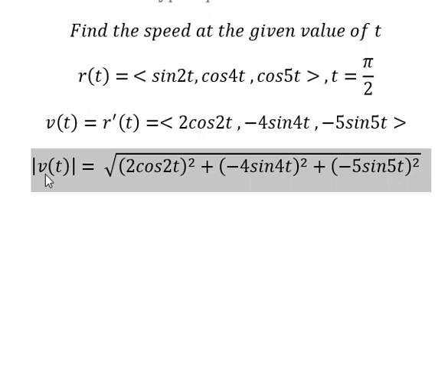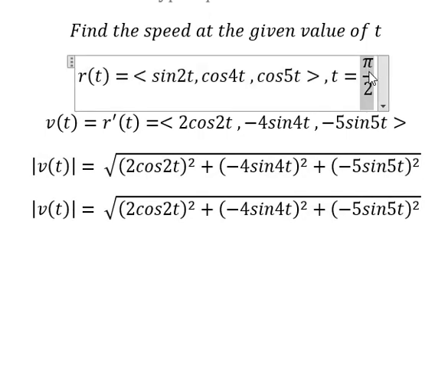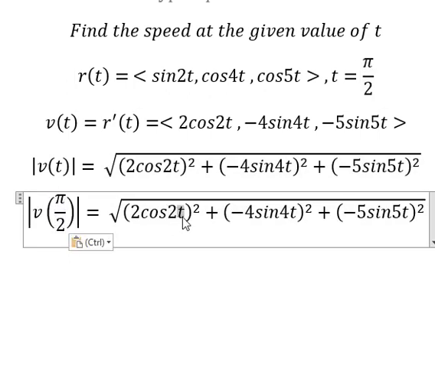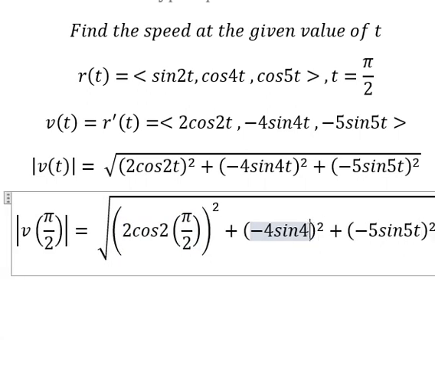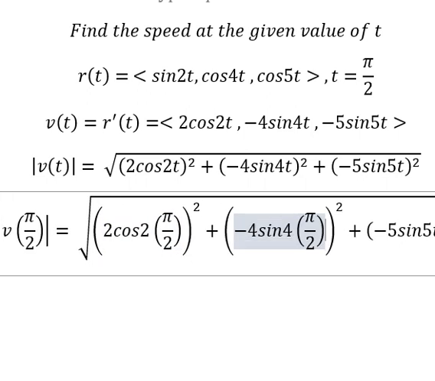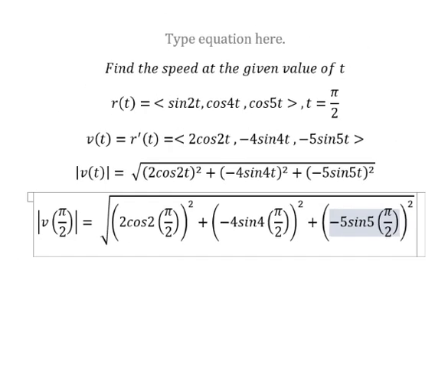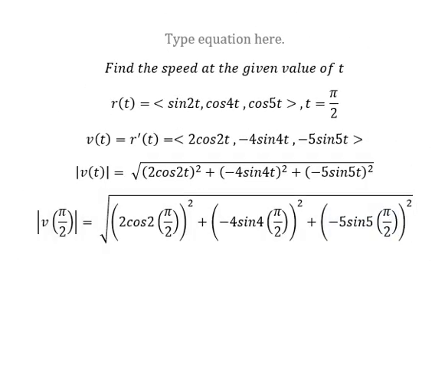Now we have t equals b over 2, so we put b over 2 going here. That means this one should have b over 2, this one too, and this one too. So we calculate this one, and we have the square root of 29.